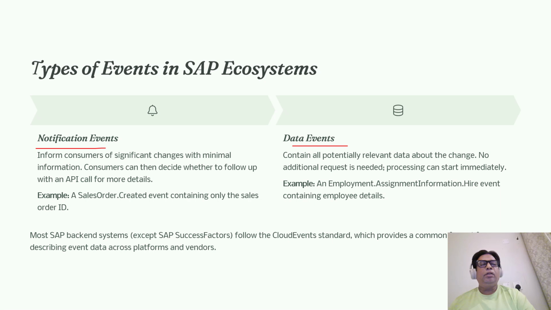Now, generally the consumer is told of significant changes with minimal information. So you will not receive a large amount of message, but with minimal information you will get a significant message, and that is called a notification. Generally it is followed up with an API call for more details. API is a different approach. We will discuss how API works, and event and API are both different and coupled in different ways. So we have to understand the difference between API and event in the next slide.